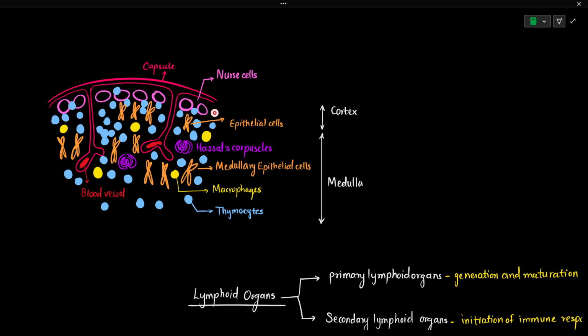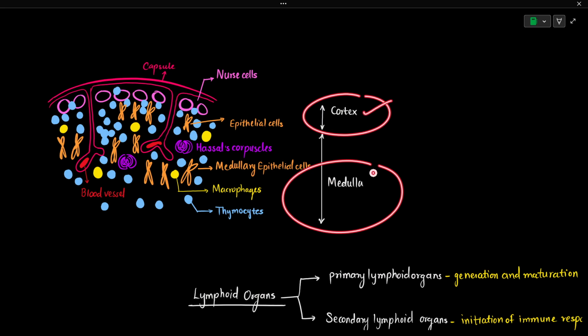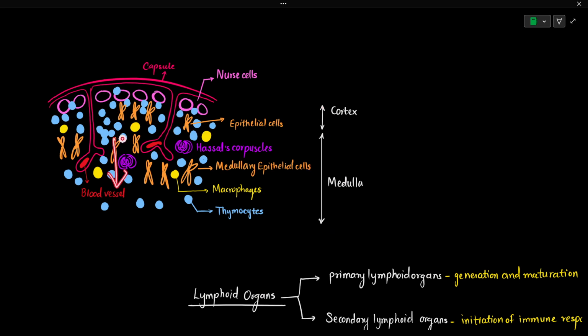So here you can see there are two parts of the thymus known as cortex and medulla. So cortex is the outer part. It is referred to as the cortex, while the inner part of this tissue is known as medulla. Okay. So this is the medulla and this is the cortical region.